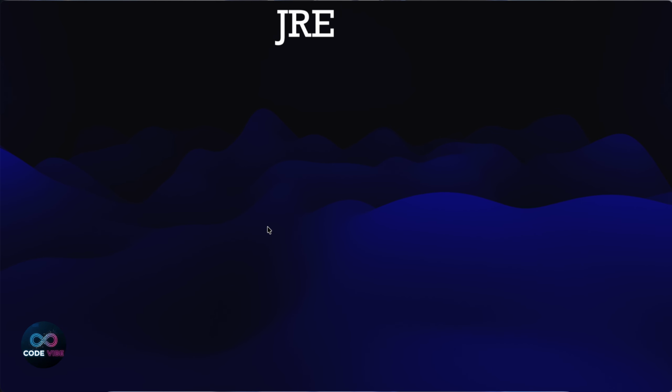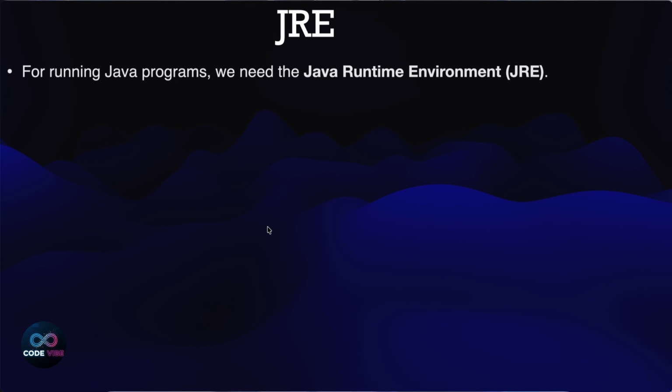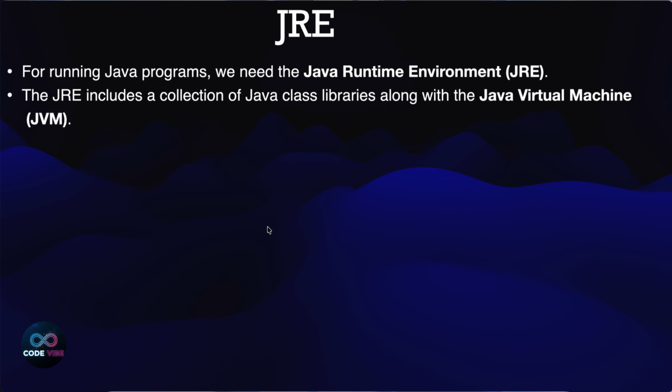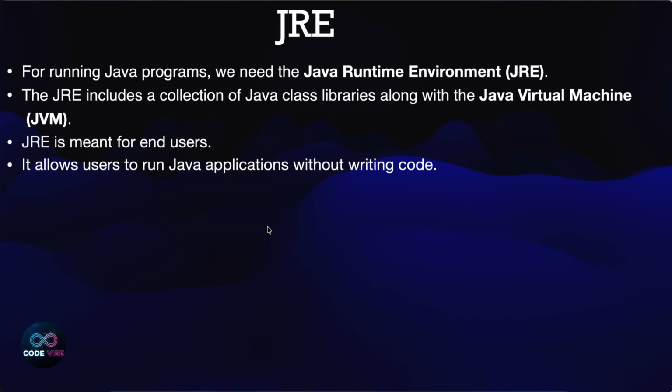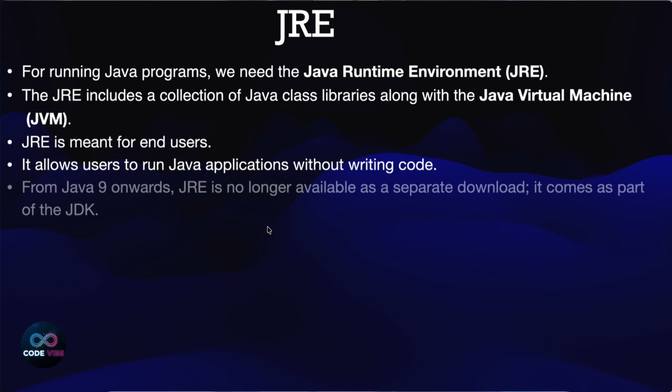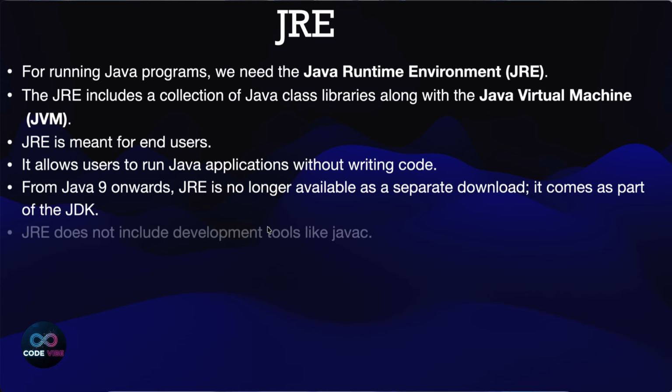So now we will see what is JRE. For running Java programs, we need the Java runtime environment. The JRE includes a collection of Java class libraries along with the Java virtual machine. JRE is meant for end users. It allows users to run Java applications without writing code. From Java 9 onwards, JRE is no longer available as a separate download. It comes as part of the JDK.